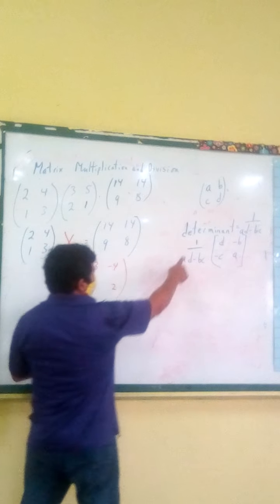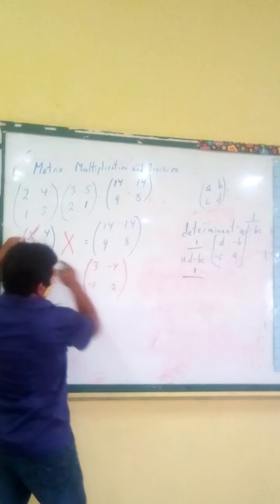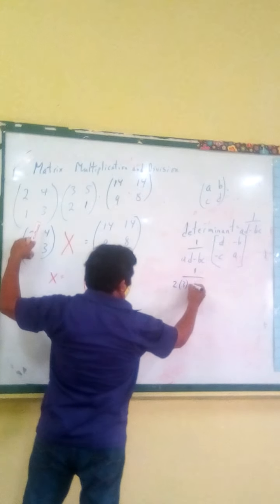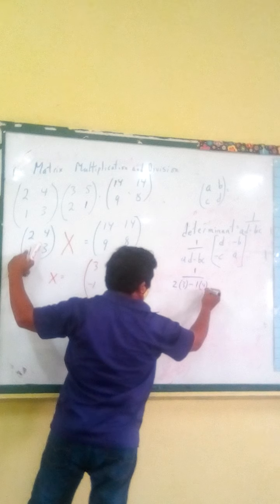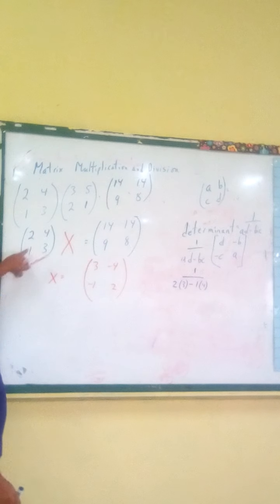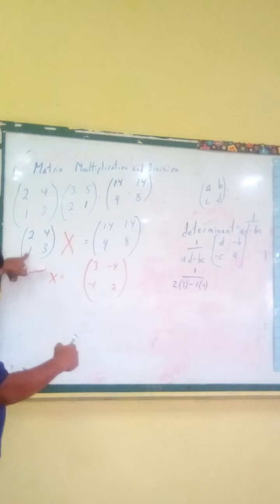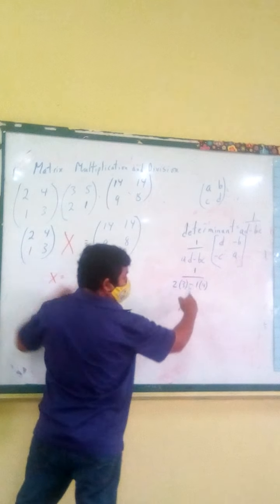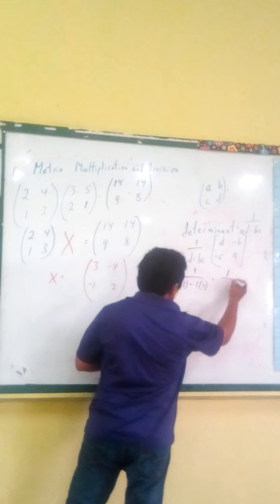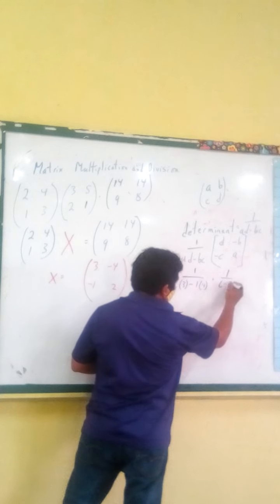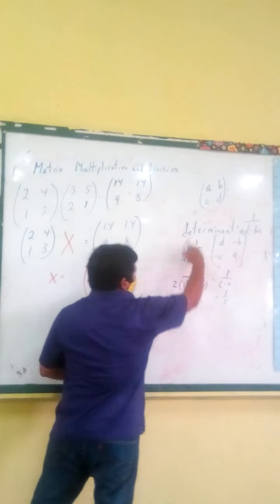So 1 over AD minus BC means 2 times 3 minus 1 times 4. Now, be careful here, guys. This is where you make mistakes. If this is a negative, and I said -1 times 4, it will be -4. Minus here, we then make it a positive value. So this now becomes 1 over 2 times 3, 6, take away 4, which is 2. So that half is the determinant of this matrix.